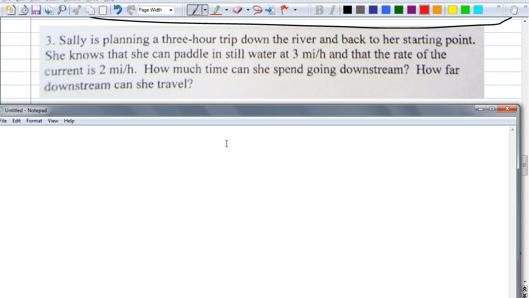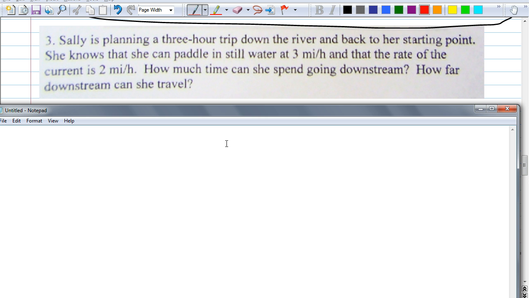So anyway, let's say that she's going to go downstream first and come back up. And she knows that the rate of the current is 3 miles an hour. Wait, is that the rate of the current? No, that's her speed, right? In still water, she could pedal 3 miles an hour. And then the current is 2 miles an hour. Is that okay? So what's our unknown then?